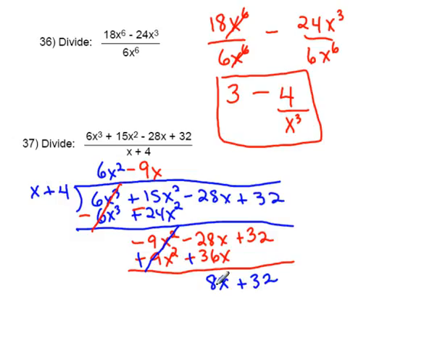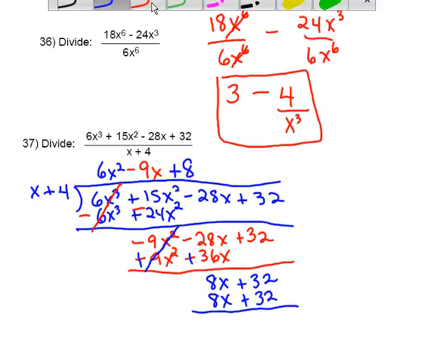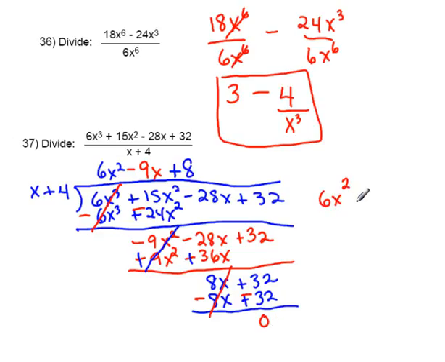And start all over again. X times what gives you 8x? Well, that's plus 8, a positive 8. Distribute the 8 times the whole divisor, so 8 times x is 8x, and 8 times 4 is 32. Subtract. Remember that means to change the signs. First term always cancels, and in this case we have a remainder of 0 because 32 minus 32 is 0. So the answer to this problem is 6x squared minus 9x plus 8.